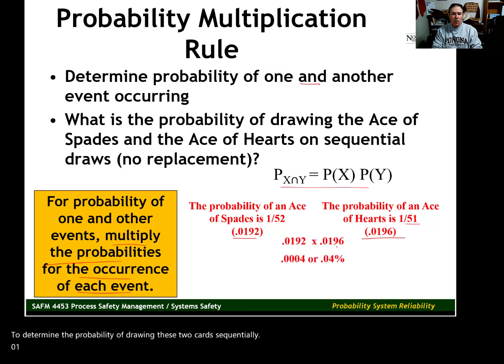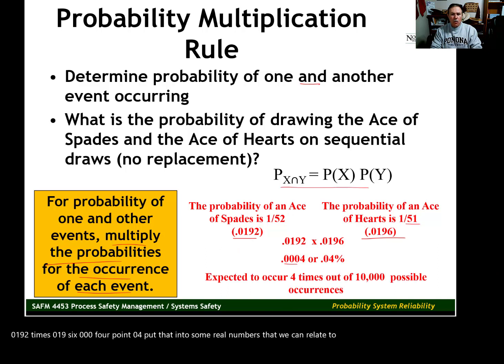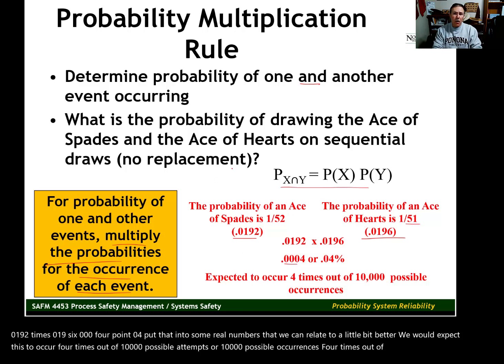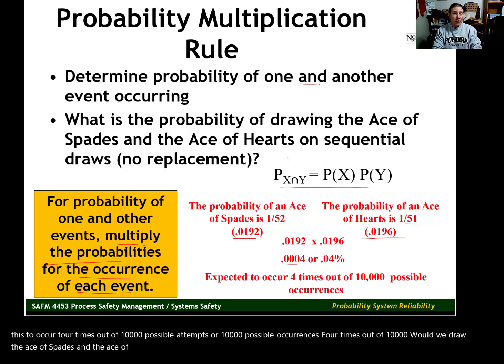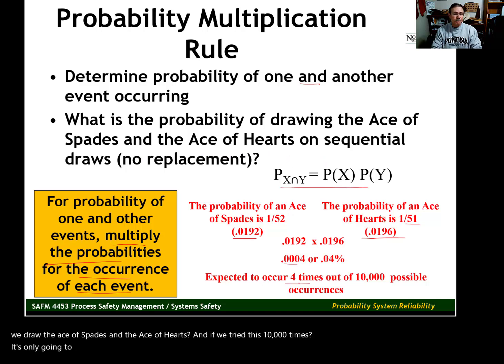0.0192 times 0.0196 is 0.0004, or 0.04%. Let's put that into some real numbers that we can relate to a little bit better. We would expect this to occur 4 times out of 10,000 possible attempts, or 10,000 possible occurrences. 4 times out of 10,000 would we draw the Ace of Spades and the Ace of Hearts. And if we tried this 10,000 times, it's only going to happen 4 times.